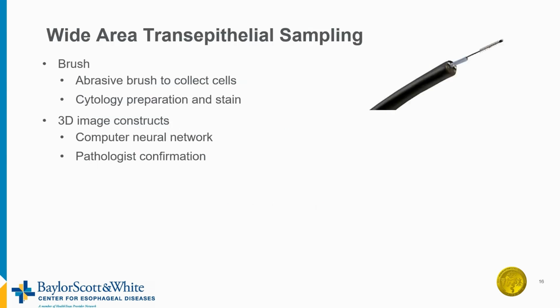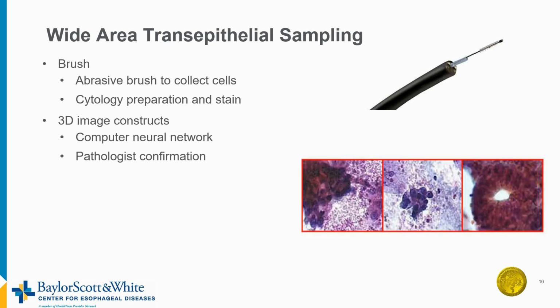Wide area transepithelial sampling, or WATS, is an abrasive brush that can be used during an endoscopic procedure to collect cells throughout the Barrett segment. The cells are then placed on a slide and stained, and the slides are scanned into a computer which provides 3D image constructs and analyzed with a computer neural network. These suspicious areas identified by the computer are then confirmed by a pathologist for diagnosis.